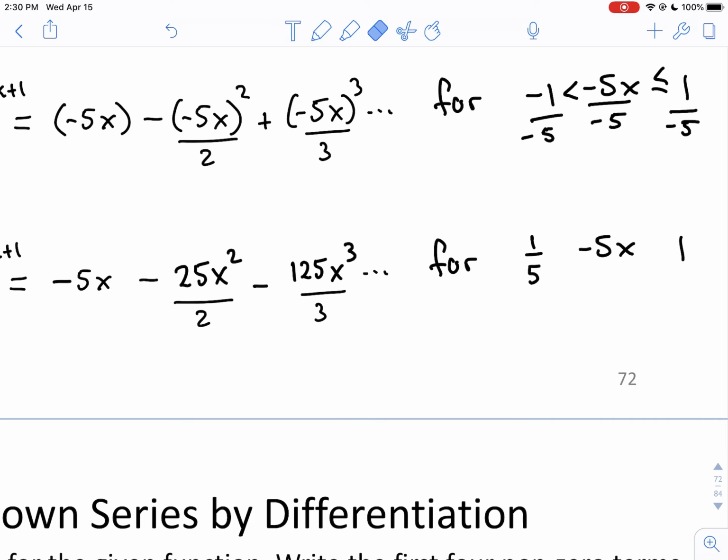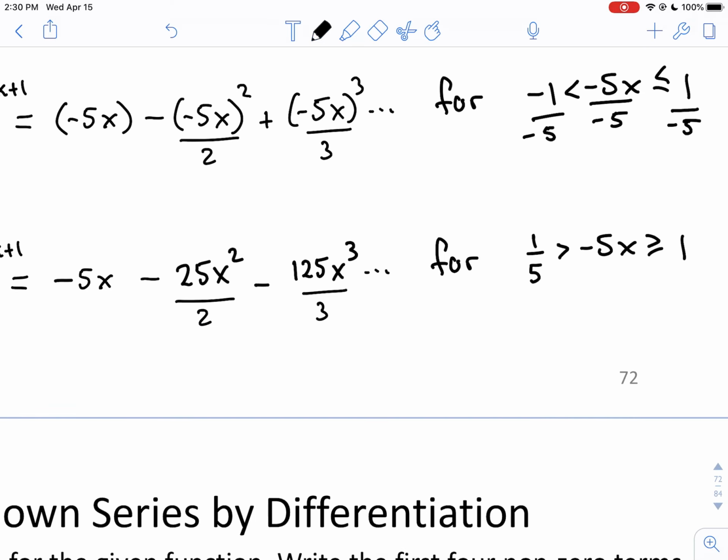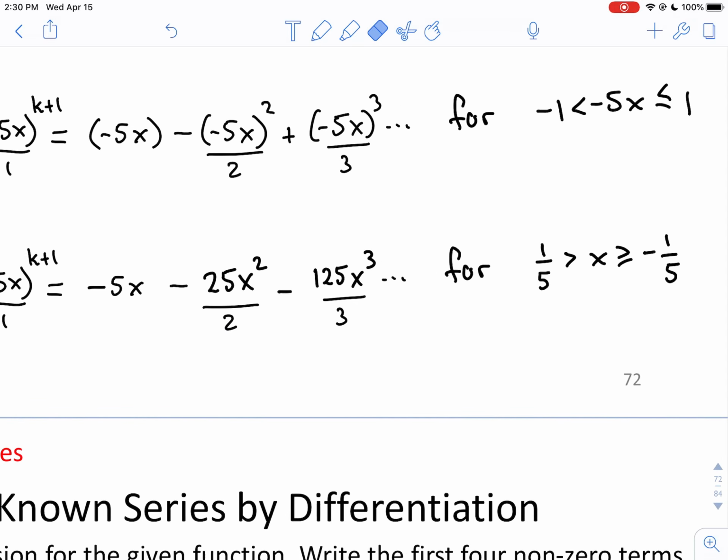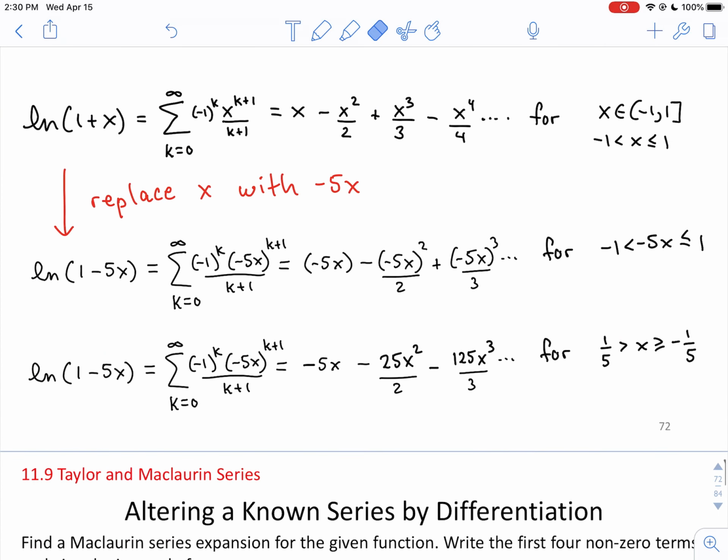The directions of these inequalities will switch, and we'll get a negative 1/5 on the other side. And we get a new interval of convergence. The simple composition took us from a familiar series, we'll call it a parent series, and we were able to tweak it and create a similar but different series.